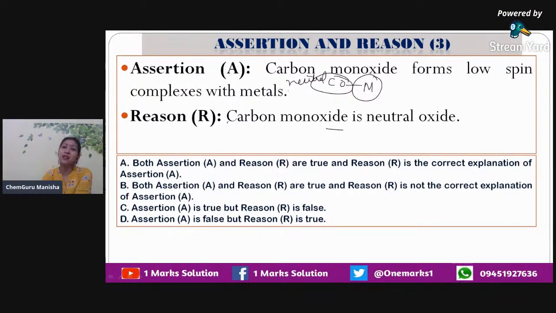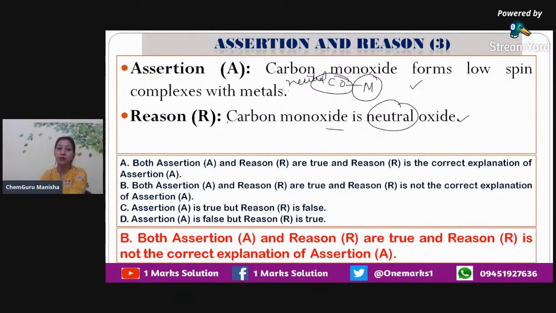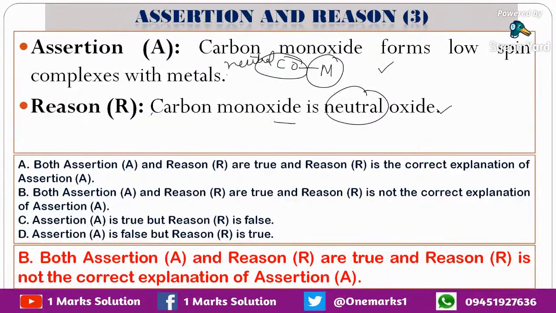Reason is that carbon monoxide is a neutral oxide. That's correct, so reason is definitely correct. Assertion is also correct. But why it is forming low spin complex is not being explained properly. Why is it forming low spin complex? Because carbon monoxide, the carbonyl, is a strong ligand. Strong ligand means they pair up, and once they pair up, they become low spin complexes. So here assertion is true, reason is true, but reason is not able to explain assertion well.